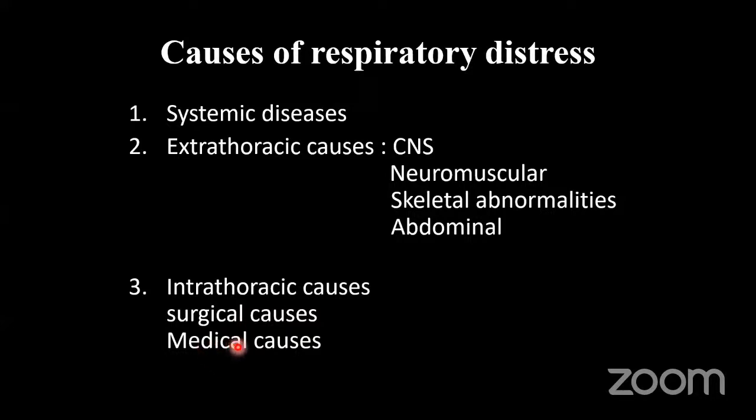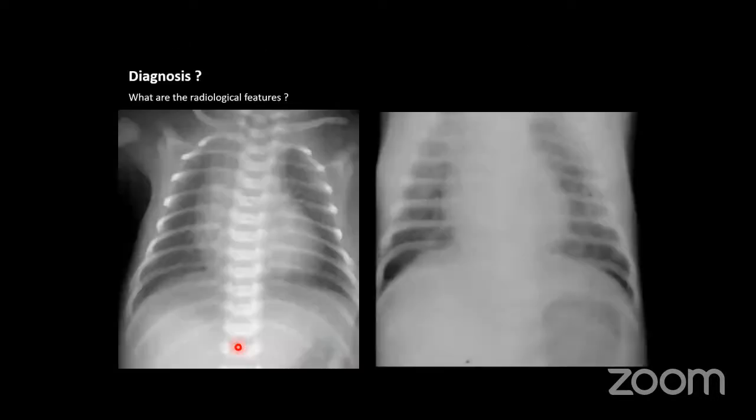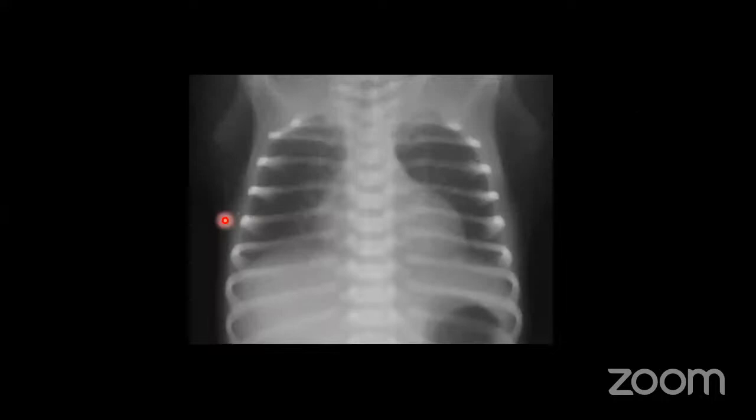Medical causes, the three conditions you must know: one is transient tachypnea of newborn, hyaline membrane disease, and meconium aspiration syndrome. And surgical causes: diaphragmatic hernia, congenital lobar overinflation, and all that. So I am coming one by one. So this is the thing, we see a lot of infiltrates over here. And it was a transition zone. So you just wait and see for 24 to 48 hours. It might be a case of transient tachypnea of the newborn.